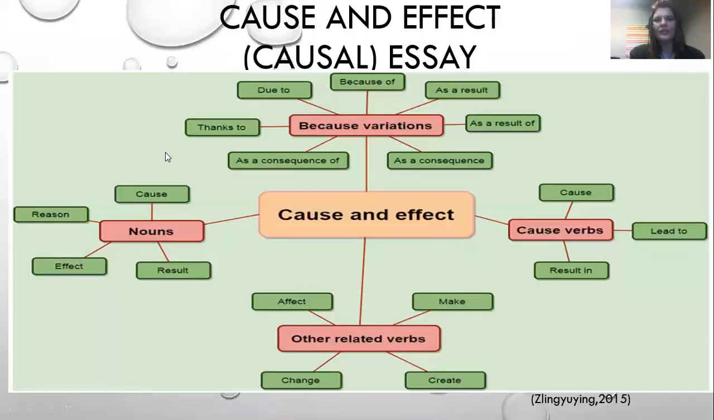Here are some words to get you started thinking about cause and effect. Some words include consequences, reasons, as a result of. So take a look at these and hopefully they'll inspire you to think about cause and effect relationships.